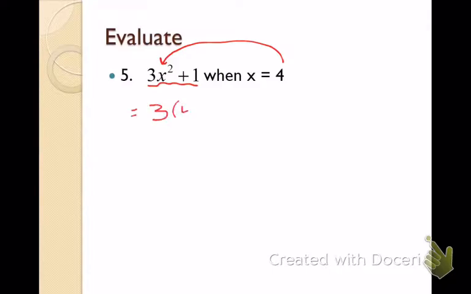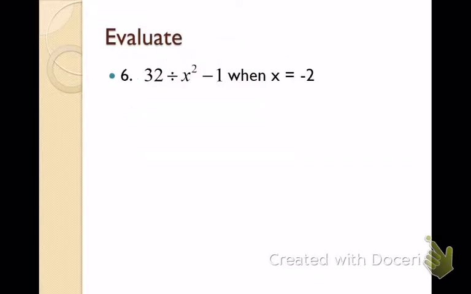When we do, we get 3 times 4 squared plus 1. 4 squared is 16. You've got to do that first, right? You've got to do your exponents first, inside parentheses first. Then you've got to multiply. 3 times 16 is 48, plus 1 is 49. So you plug the number in for the variable, and then you just go back to your order of operations. Okay? Let's evaluate this expression when x is -2. Stop the video, give it a shot, start it back up, and see what you come up with.